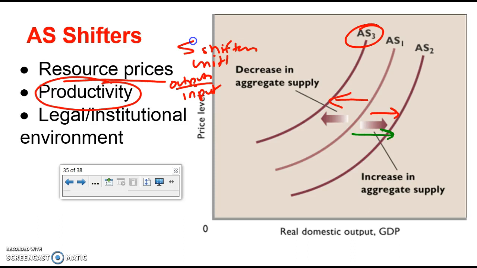And then last, the legal institutional environment. Do we have institutions that promote entrepreneurship? Do we protect people's property rights? Do we offer patents to new ideas? Those kinds of things are also going to shift aggregate supply to the right.